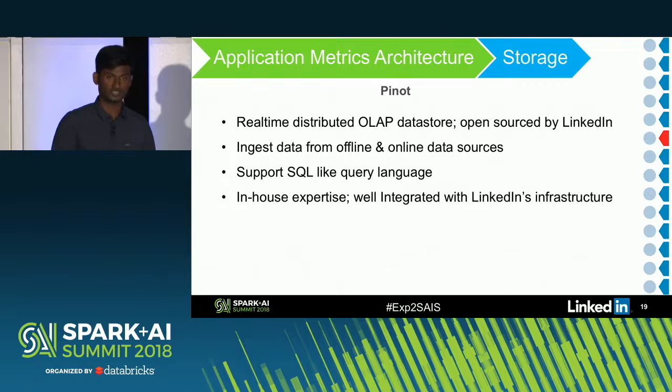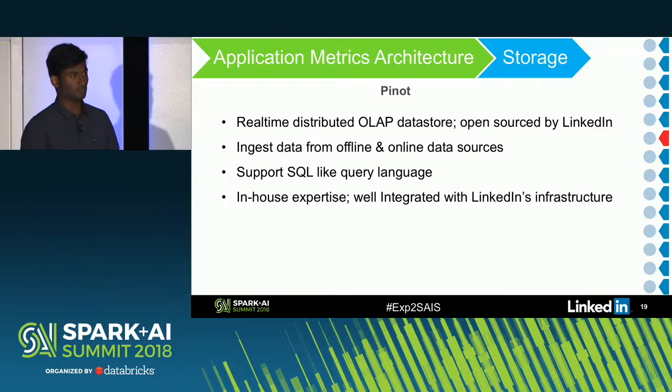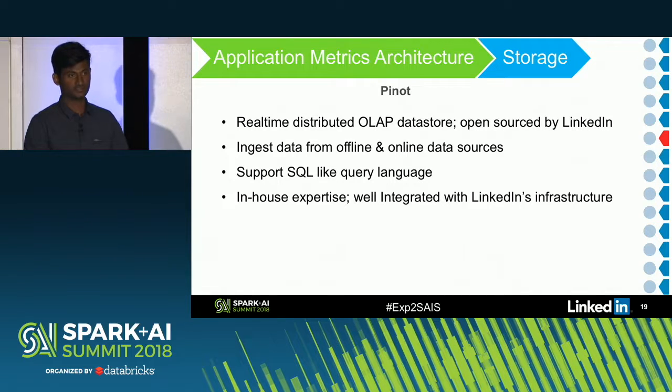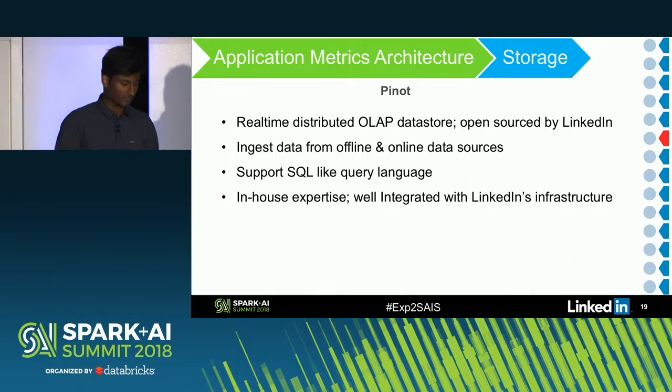Pinot is a real-time distributed OLAP data store, open sourced by LinkedIn. People who are not familiar with Pinot can relate it to Druid. Pinot does support near real-time data, so you can ingest data from both offline and online data sources. It supports a SQL kind of query language. It doesn't support joins, but at the expense of that, it can answer all our OLAP queries within milliseconds and sub-second latencies. Apart from all of those technical reasons, we have a huge in-house expertise in Pinot, and it is well integrated into LinkedIn's infrastructure.